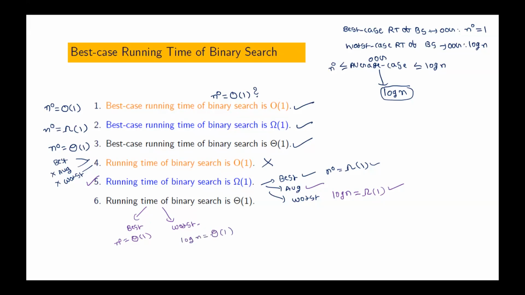Log n is theta of 1. Is that correct or not? n power 0 is theta of 1. Is it correct or not? Yes, the best case is correct. The worst case is wrong. That means, does this statement become true now? It becomes false. Is it clear or any doubt? Any doubt in this? Similar things we are discussing for linear search also, no?